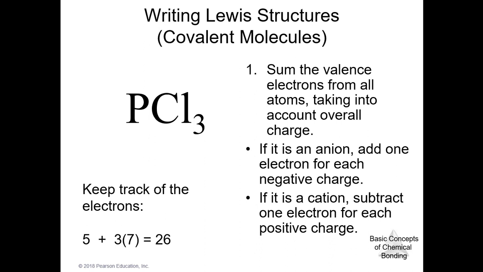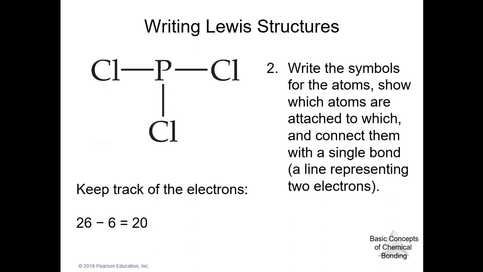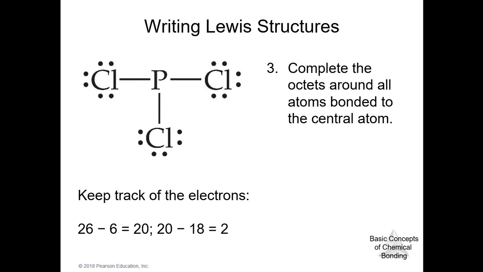Calculate valence electrons. How do you calculate valence electrons? Phosphorus has 5. How do you know it's 5? You look at the periodic table: group 5. Chlorine is group 7, so 7. So 5 is for phosphorus, and 7 times 3 for chlorine, giving 26 valence electrons. Next, you know phosphorus is the center atom and chlorine goes to the terminals, and then you distribute the electrons. Each line represents a bond of two electrons: 1, 2, 3, 4, 5, 6. 6 electrons are gone, and you have 20 electrons left to distribute.